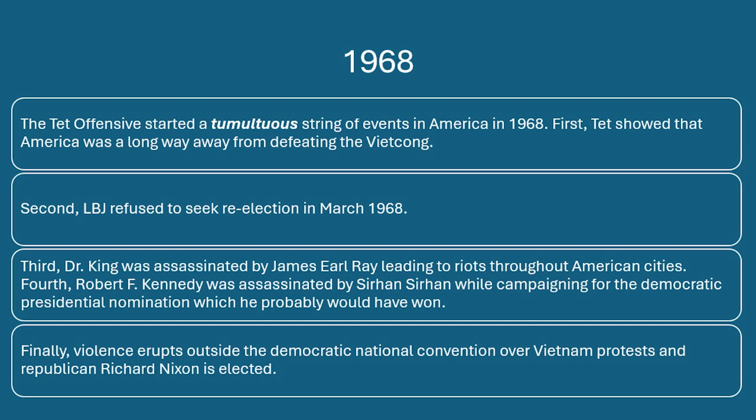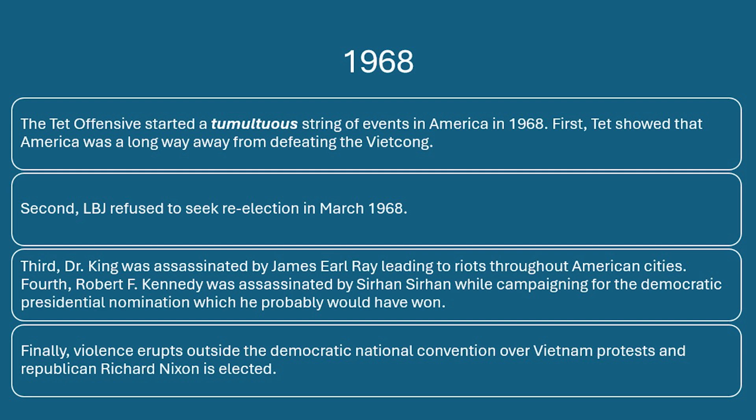Second, LBJ refuses to seek re-election in March 1968. LBJ faces opposition in his own party. Eugene McCarthy emerges as an early opponent in the Democratic race for the nomination. And when Robert F. Kennedy, of course, gets in, we're going to find that LBJ is going to step out because he doesn't feel like he can win the election. And he's not even sure if he's going to win the nomination of his party, even though he's the incumbent.